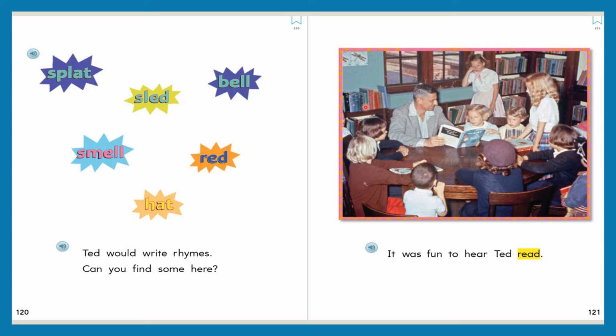Looks like Ted went to a school and read to children, or maybe he's in a library.